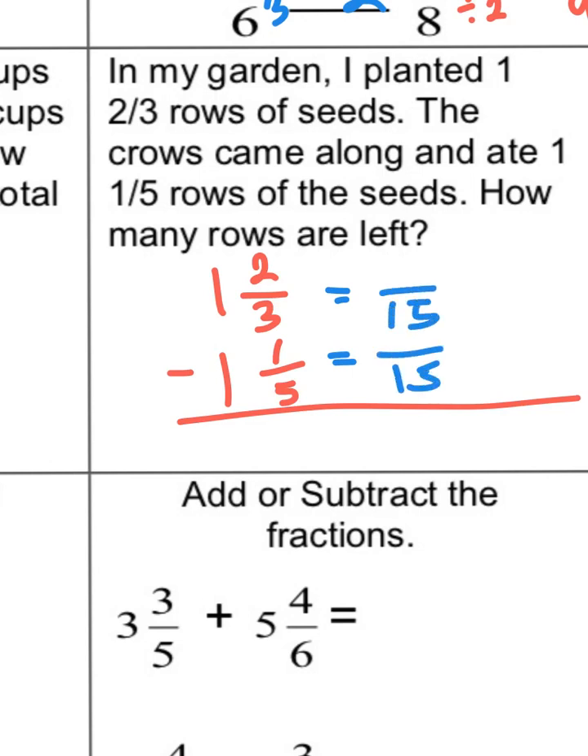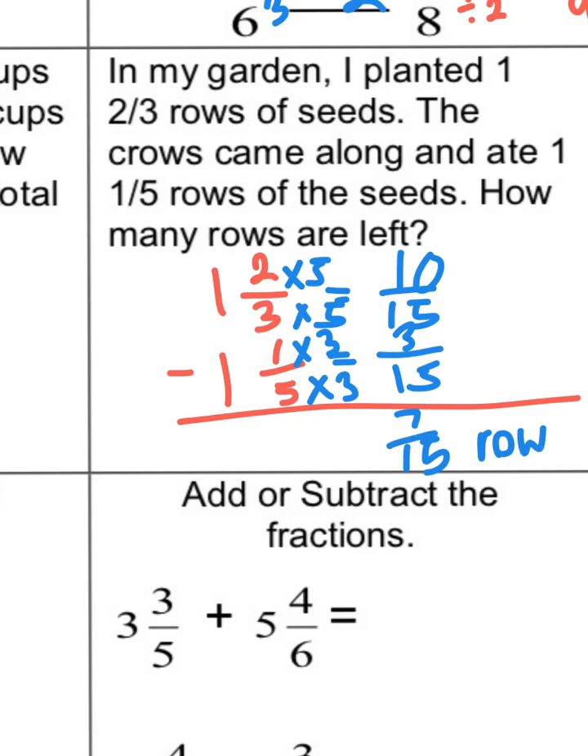Step 2, we have to do our multiplication. 3 times 5 and 2 times 5, which gives us 10/15. This is 5 times 3, and 1 times 3, that will give us 3/15. And 10 minus 3 is, of course, 7/15. And the 1 whole minus the 1 whole is 0. So we know it will be 7/15 of a row left.